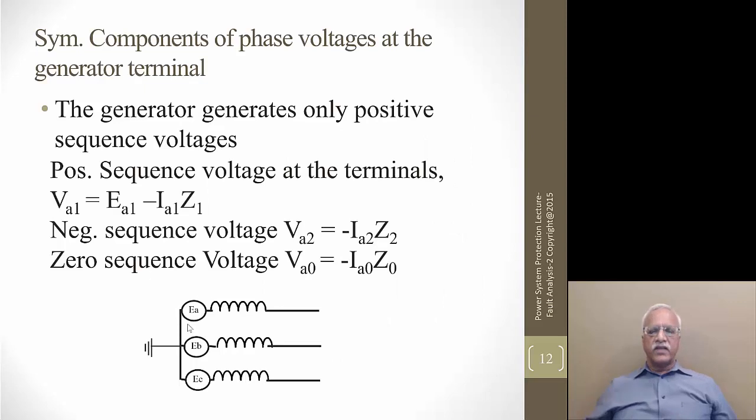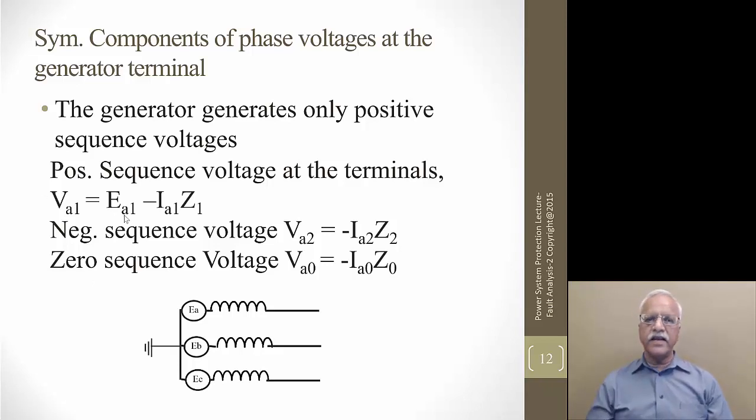Okay. Now let's look at another concept here. The generator, we know, generates only the positive sequence voltage, right? So now if I want to get a voltage at the point of the terminal, then if there is a current flowing through the impedance from the generator up to the bus where we are trying to calculate the voltage, it is the generated voltage minus the voltage drop across the impedance due to the positive sequence current. So VA1 is EA1 minus IA1 times Z1.